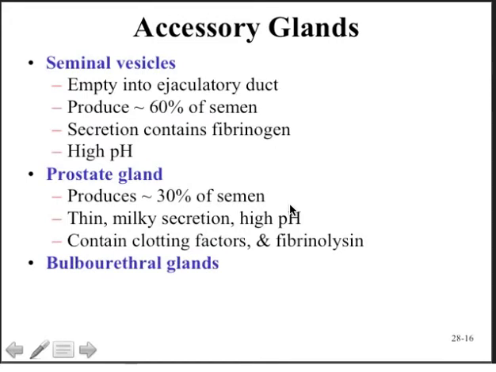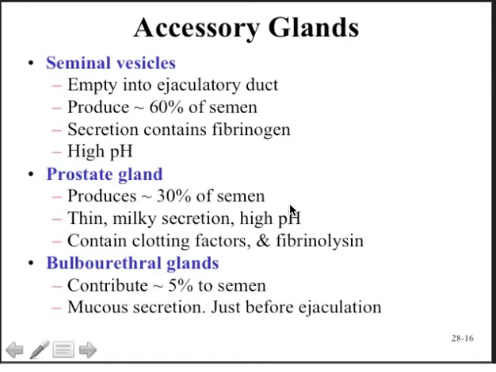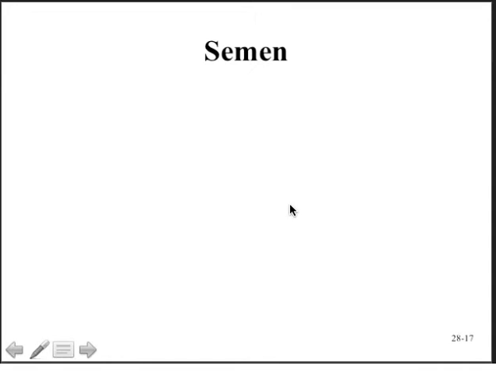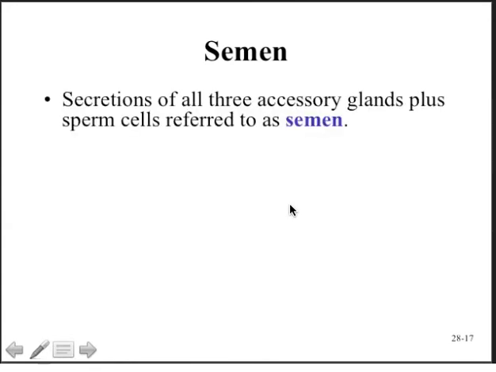Essentially it's a way to lock the gametes into the female reproductive tract so they won't spill out in the reverse direction. The bulbourethral glands make about 5% of the volume of the semen, and they have a mucus secretion that's produced just prior to ejaculation. It helps neutralize the pH of the female vagina. And then, of course, the remainder of the semen comes from the testes in the form of the sperm themselves. The secretions of all three accessory glands plus the sperm are referred to as semen.